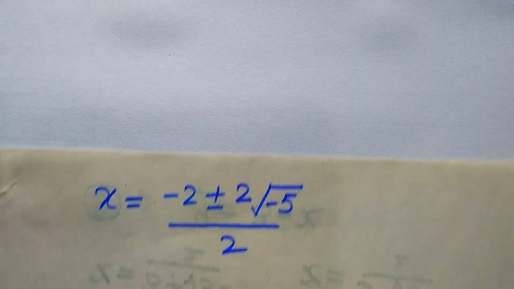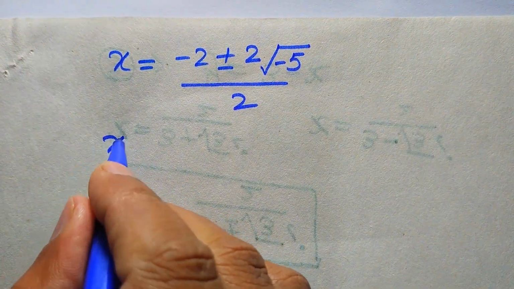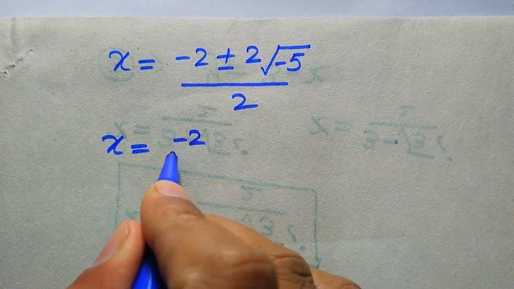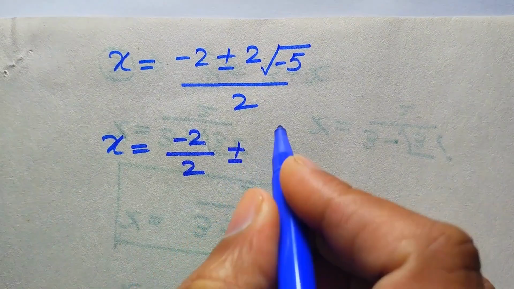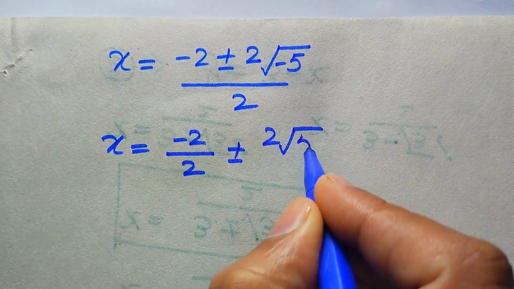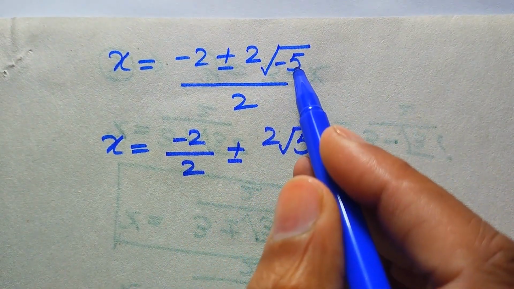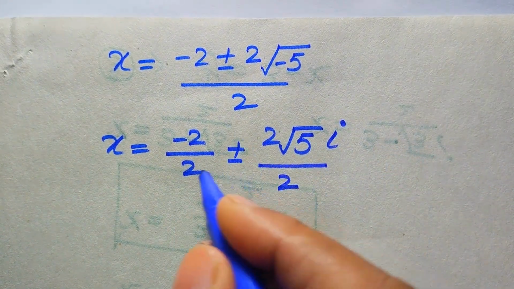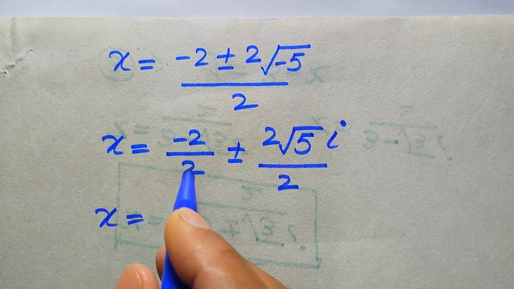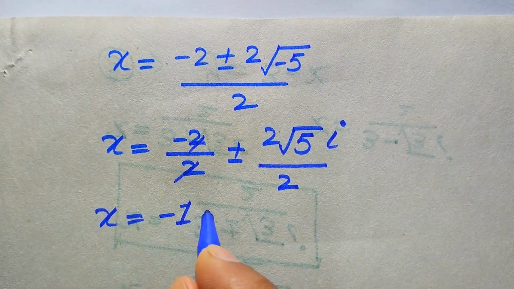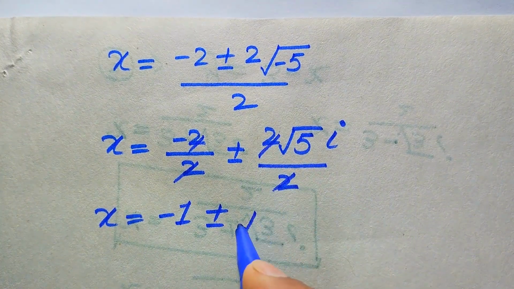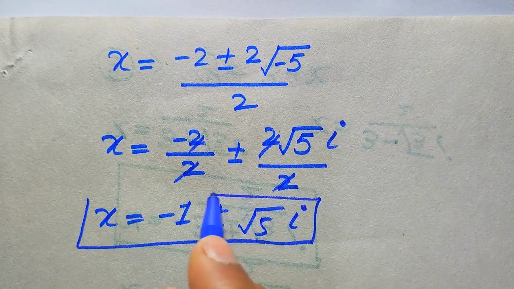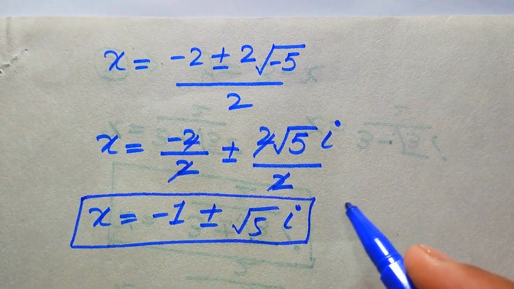So here we need a little bit more simplification, and it will be written as x is equal to, here first we need to break this fraction, and when we break this fraction it becomes minus 2 divided by 2 plus minus 2 times square root of 5. We know that when a negative sign appears inside the square root, it becomes iota, and it is divided by this 2. So here we need to cancel the terms, this 2 and 2 are gone, and we get minus 1 plus minus, this 2 and 2 are also gone, and we get here square root of 5 iota. So this is our final answer.